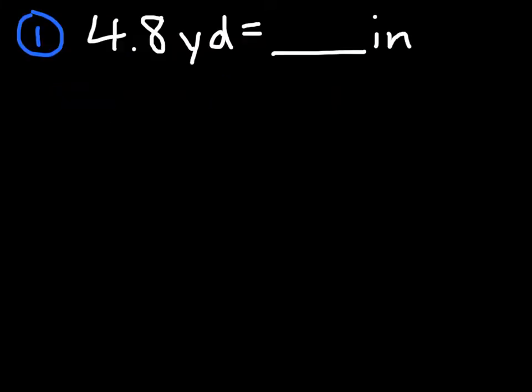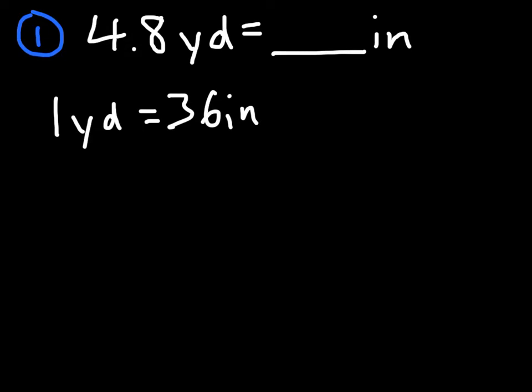Okay, so let's try our first conversion here. We have number 1, which is 4.8 yards equals how many inches? Well, on my conversion sheet, I'm looking for something that has both yards and inches in it, and I see that 1 yard equals 36 inches. So that's the conversion that I'm going to use. 1 yard equals 36 inches. And I'm going to set this up.